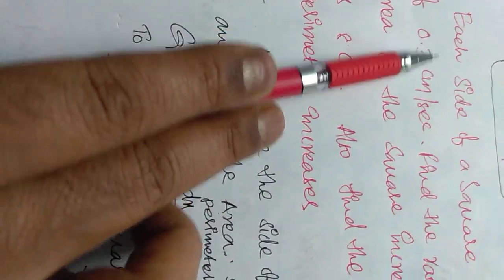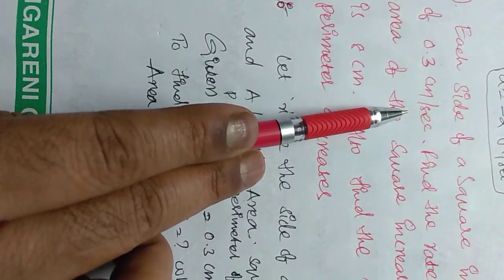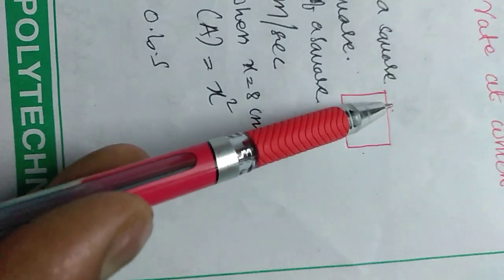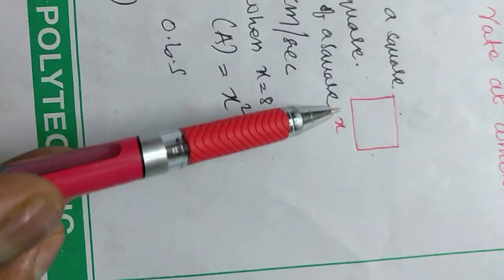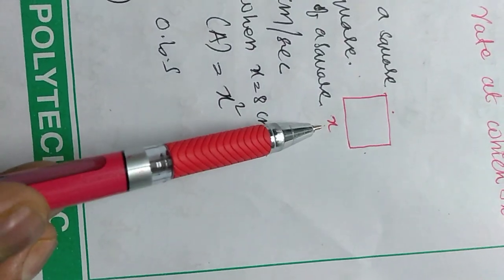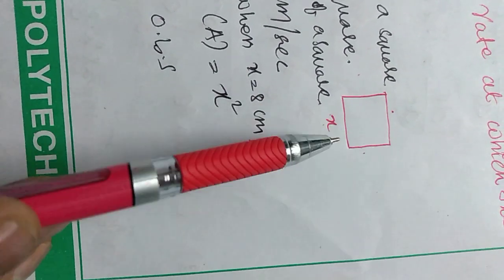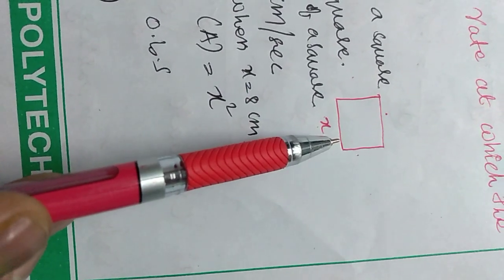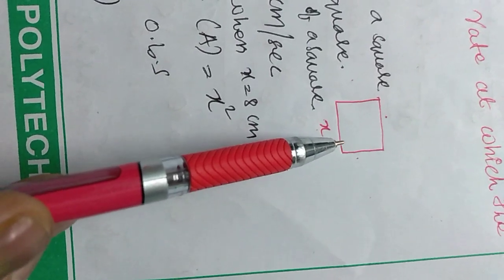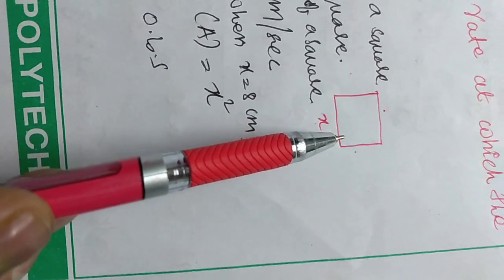Okay, in this question it is given that each side of a square increases at the rate of 0.3 centimeter per second. Let us assume this is a square. The side of the square is x. Here the side of the square increases at the rate of 0.3 centimeter per second. That is called the rate of change of side.